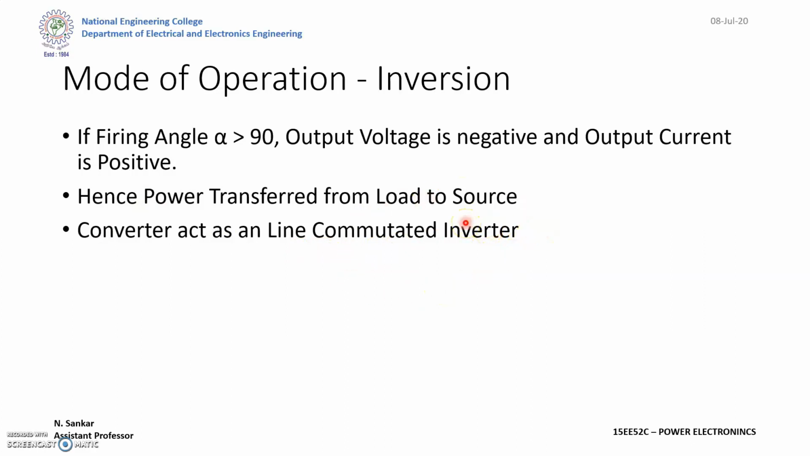This is a special condition for a full converter. The full converter can act as a converter or inverter based on the firing angle provided. You can simply say it operates in both the first quadrant, where current is positive and voltage is positive, and the fourth quadrant, where current is positive but voltage is negative. So the full converter can operate in two quadrants.